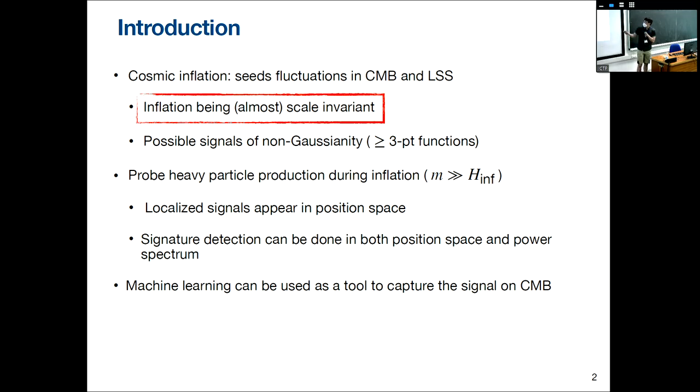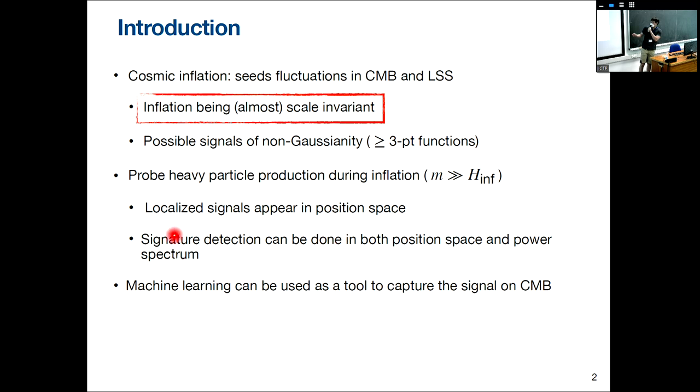First, Marco gave a great introduction about cosmic inflation. We think it's a common paradigm for explaining the seed of the fluctuations on the CMB and large scale structure. One thing we are focusing on here is that inflation is scale invariant. Actually, we are going to violate that, which means there is a specific time frame where we produce heavy particles during inflation, where the mass is way larger than the Hubble scale.